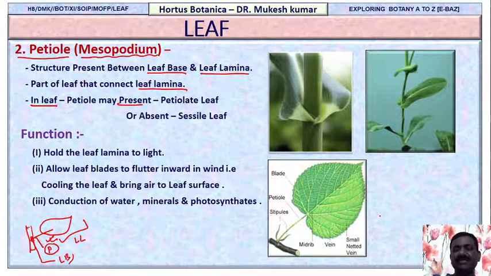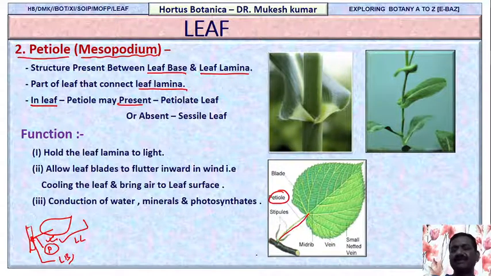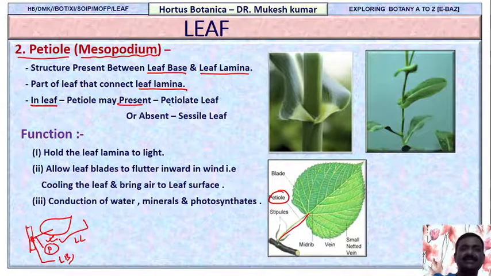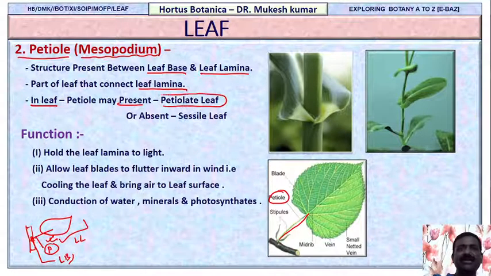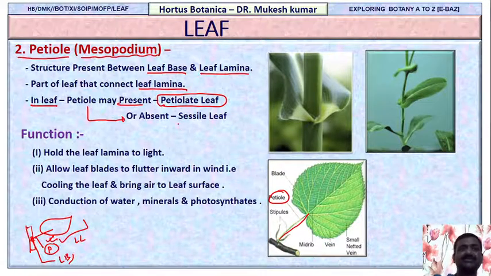See, this is the leaf. This is with petiole. This is the petiolar leaf, red colored, what I have drawn here, and such leaves are called petiolate leaf. But it might be possible that the petiole is absent, and such a case is called a sessile leaf.